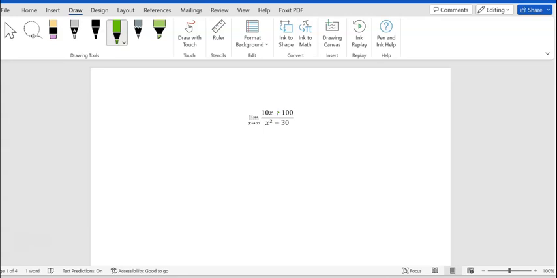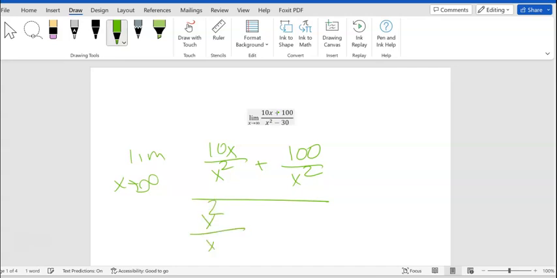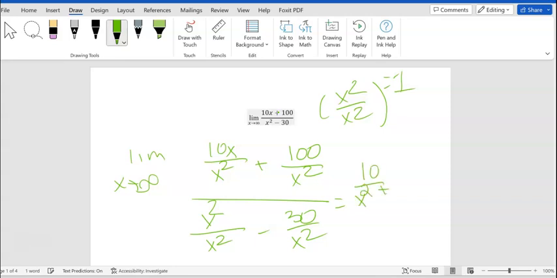So what I'm going to do is divide everything by the largest exponent in the denominator. So I'm going to do the limit as x approaches infinity of 10x over x squared plus 100 over x squared. Now, why can I do this? Well, because really what I multiplied by was this, which is 1. So I haven't changed anything, right? But now, as I look at this, I'm going to simplify this down.